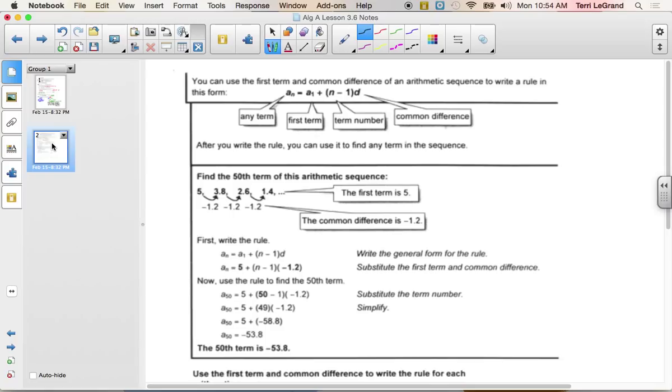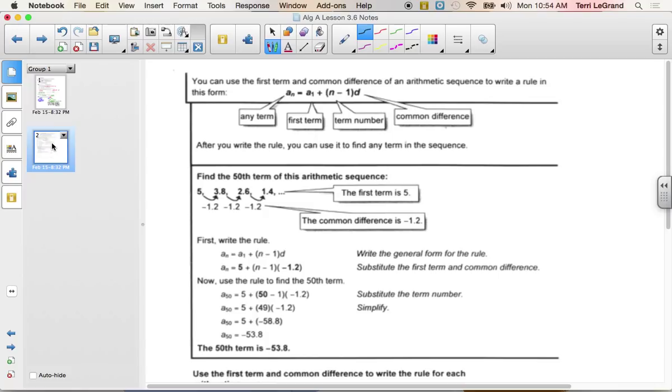What if they say to you, find the 50th term of this sequence and we're only going to give you the first 3? How many more would you have to find? 47. Couldn't you multiply? Okay, yeah, maybe you could multiply, because the shortcut for adding is multiplying. Maybe there would be a way to just multiply instead of having to keep adding 47 times.